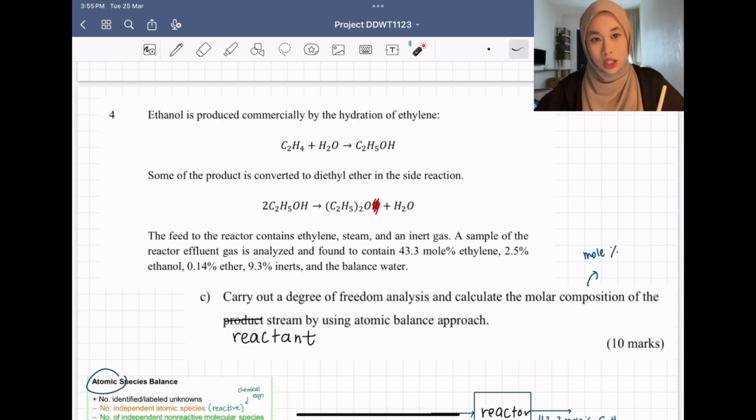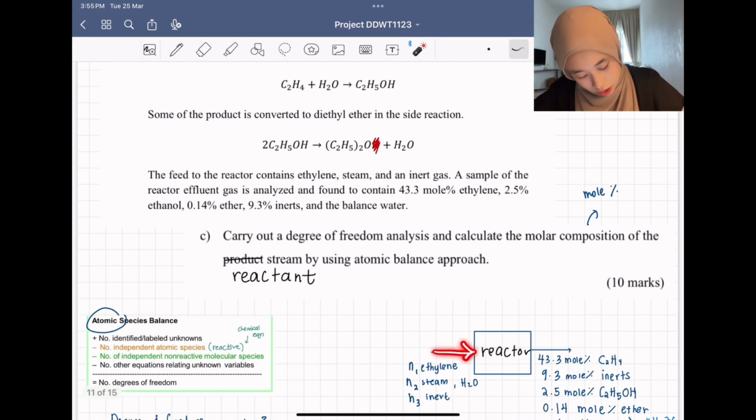Anyway, we have to draw a flowchart. With a flowchart, we don't miss out any information and we know what we need to find. The first sentence gives, the feed to the reactor contains ethylene. Ethylene is your C2H4. Your steam is your H2O and inert gas. Okay, feed is the input in simple terms. So feed to reactor means input to the reactor. So we draw an arrow going into the reactor.